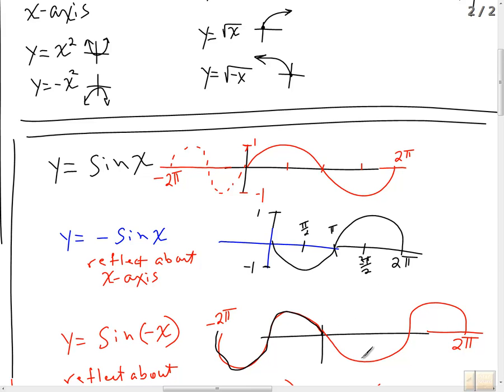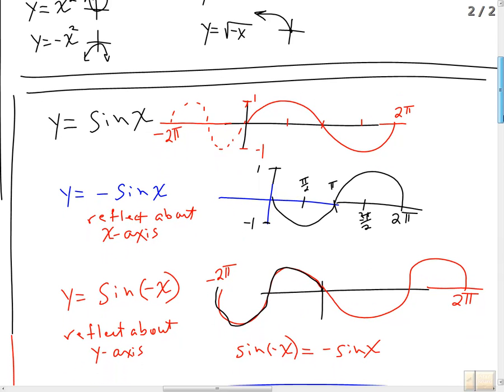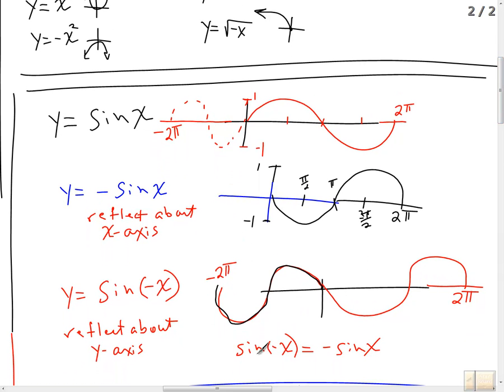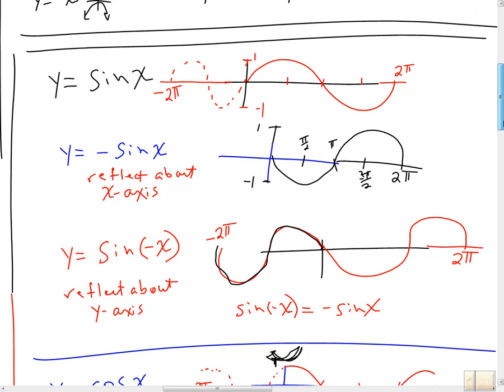Well, when that happens, it's going to go back down the other way as well, because the curve has to maintain continuity. And so it looks like y equals negative sine x, like it reflected about the x-axis, but that actually reflected about the y-axis. And so that's why we said before with the even-odd identities, when sine of negative x equals negative sine x. So we've shown graphically how that even-odd identity works.